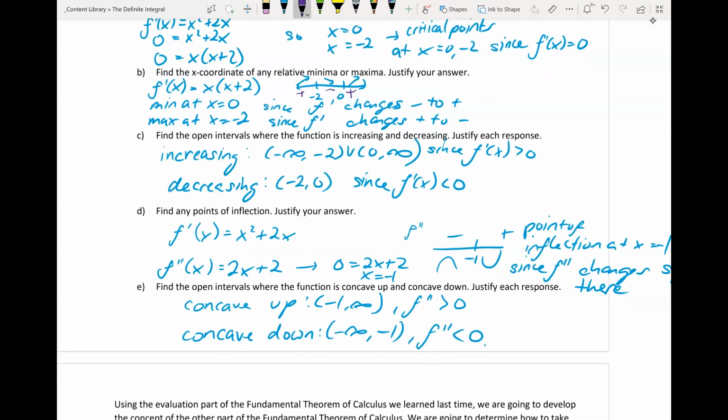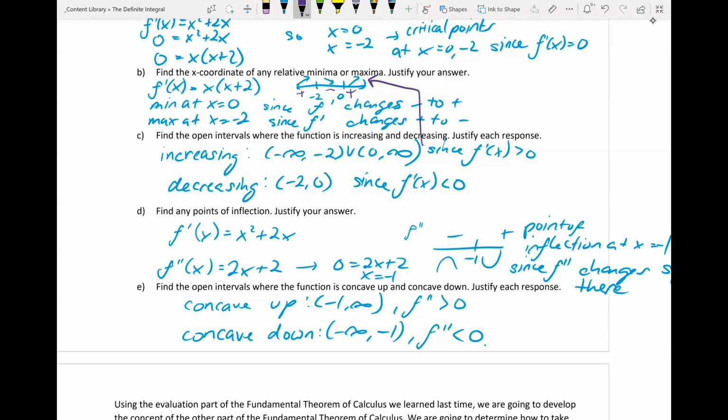For C, find the open intervals where the function is increasing and decreasing and then justify each response. So we're going to look to see when f prime is positive and negative. So it looks like it's increasing between negative infinity and negative 2 and 0 to infinity. And it'll be decreasing between negative 2 and 0. Again, we can use our sign diagram from up here to help us determine that.